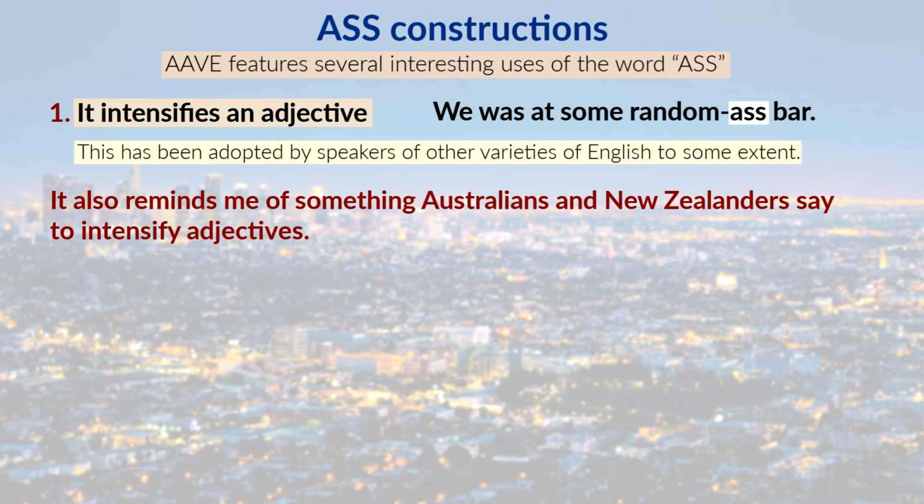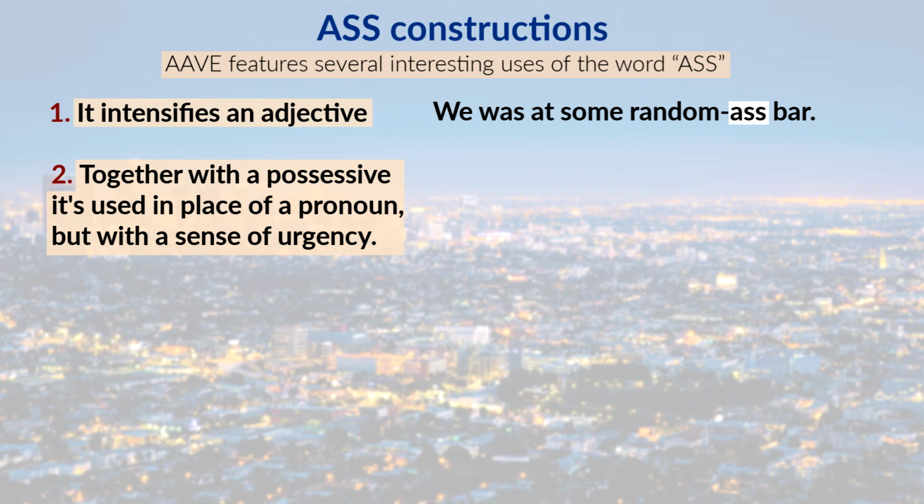It also reminds me of something Australians and New Zealanders say to intensify adjectives. They might say something like, "This beer is cheap as." Not ass, but as. Second, together with a possessive, it's used in place of a pronoun, but with a sense of urgency. Yo ass gonna learn. This means you're going to learn, but the subtext is that you're chastising or warning someone.